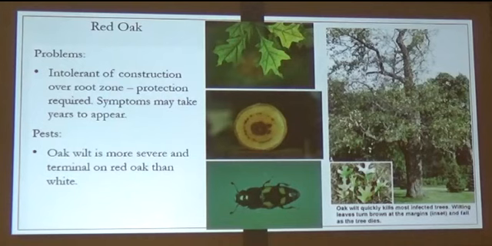Red oaks are much more susceptible than white oaks. Red oaks will die from oak wilt. White oaks will usually recover from oak wilt. And I imagine Brian will talk about that some too. But this is the picnic beetle that transports the sap that has the fungus in it.